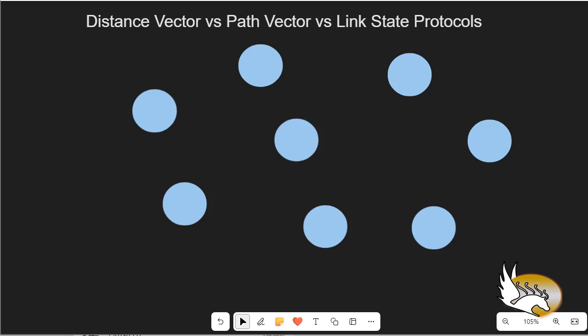In this video I'm going to give you some information about the difference between distance vector, path vector and link state protocols.